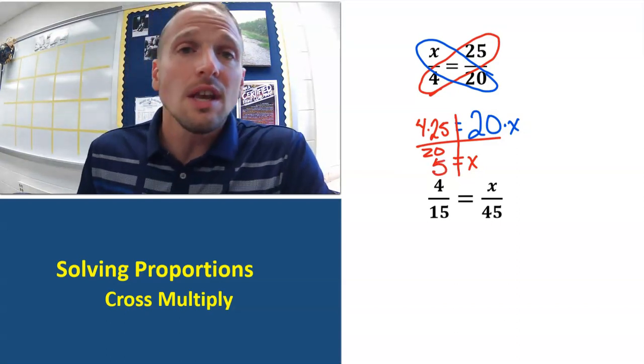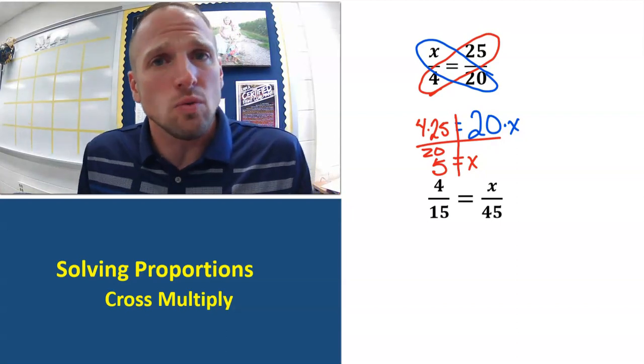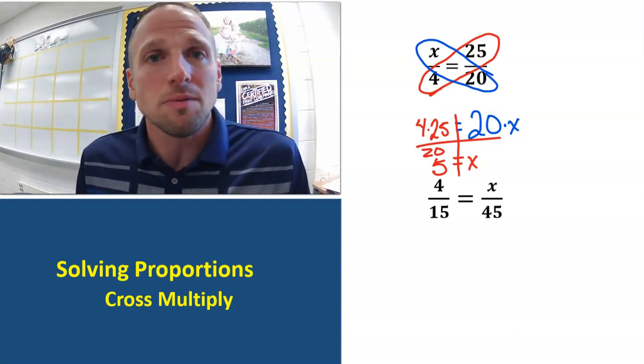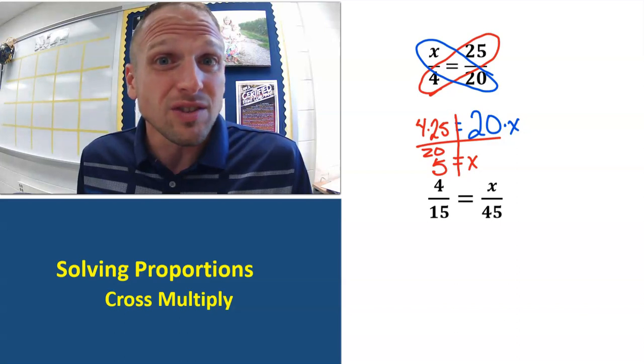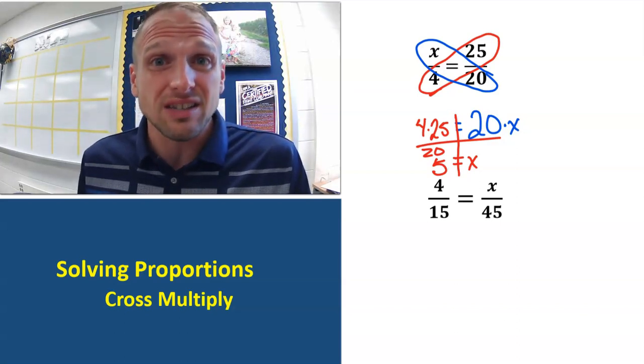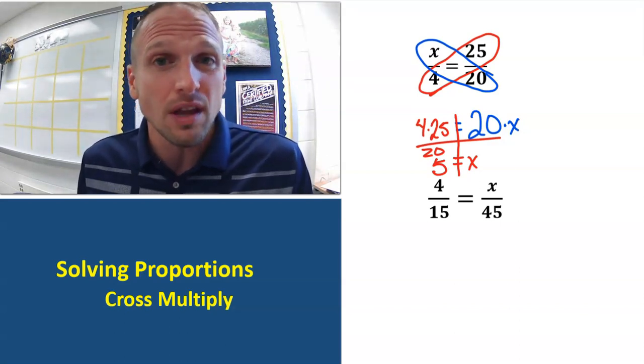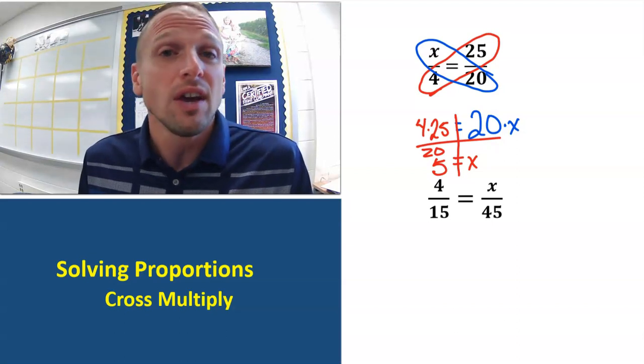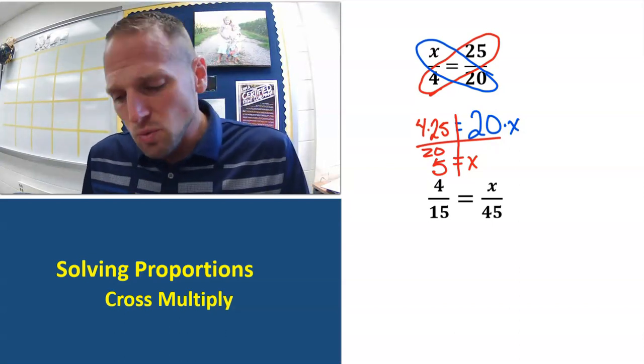So you can see we thought about it two different ways, but we got the same answer. And if you noticed, I even said the same words. We took the exact same steps no matter how we were thinking about it. 4 times 25 divided by 20. So it's really not going to be that tough.